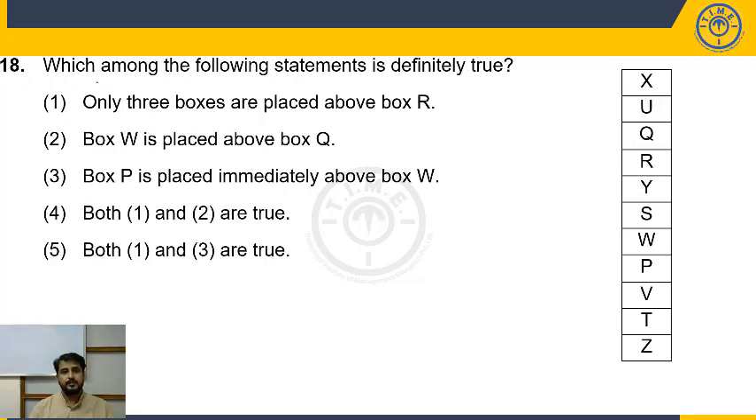Which of the following statements is definitely true? Only 3 boxes are placed above R. Yes, above R we have only 3 boxes, so this one is true. But we have options like 1 and 2 are true, 1 and 3 are true, so we need to check the remaining also. W is placed immediately above Q? No. W is here, Q is here. P is placed immediately above W? P is actually placed immediately below W. So it is not. So choice 1 only.